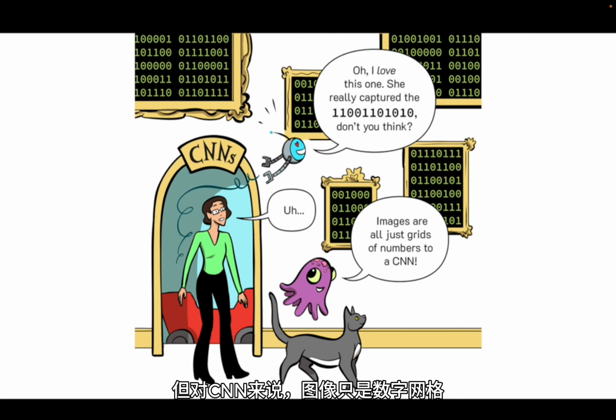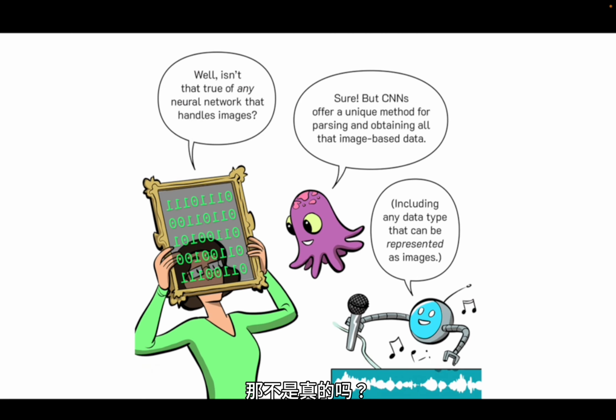Images are all just grids of numbers to a CNN. Well, isn't that true of any neural network that handles images? Sure, but CNNs offer a unique method for parsing and obtaining all that image-based data, including any data type that can be represented as images.